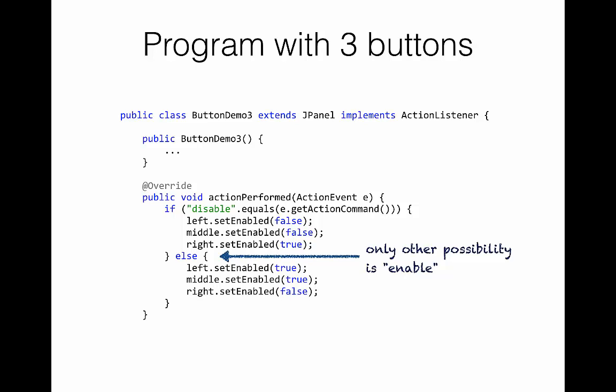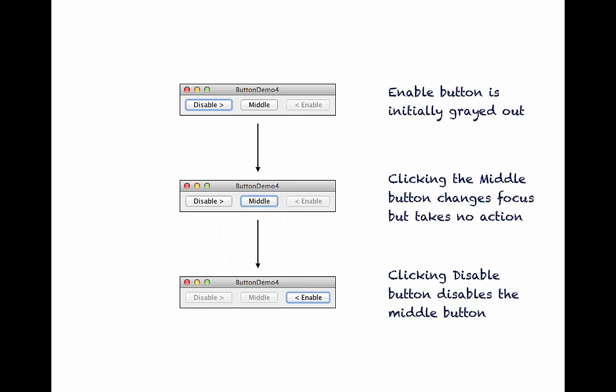Okay, so this is what you should have seen. The enable button is initially grayed out. Clicking the middle button does nothing except change the focus. And clicking the disable button disables the middle button. Clicking the enable button will enable it again. So the disable and the enable labels for the buttons really refer to the middle button, and the disabling or enabling of the left and right buttons are simply side effects of changing the middle button.